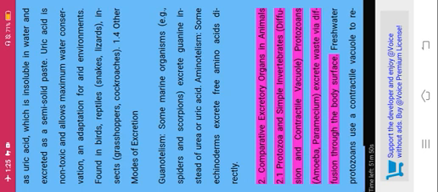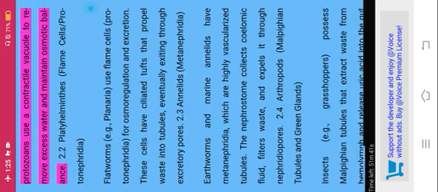2.1 Protozoa and simple invertebrates. Diffusion and contractile vacuole. Protozoans, amoeba, paramecium, excrete waste via diffusion through the body surface. Freshwater protozoans use a contractile vacuole to remove excess water and maintain osmotic balance.